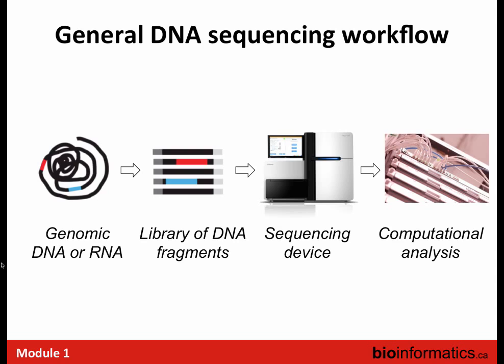Cells are lysed, and we extract genomic DNA or RNA. We then make a library of DNA fragments, and a library is really just fragmented DNA that has adapters that make it compatible with our next-generation sequencers. This then goes on a sequencing device. There are many vendors for next-generation sequencing machines. The most famous is Illumina. Most of the data I'm going to show today comes from Illumina. And then computational analysis is what all of you are going to do once these data are made.